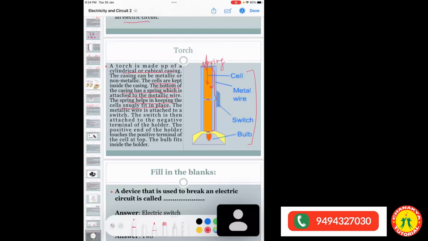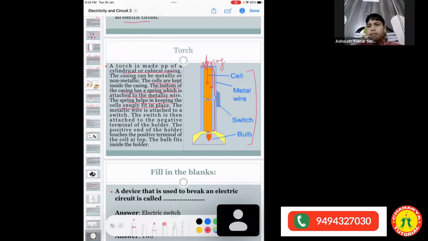The metallic wire is attached to the switch. The switch is then attached to the negative terminal.